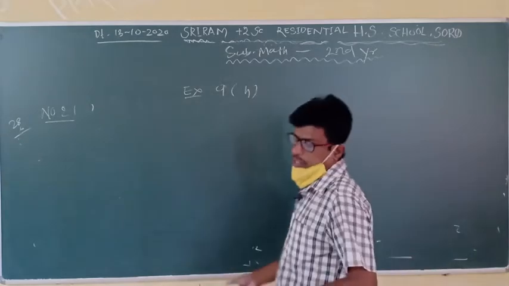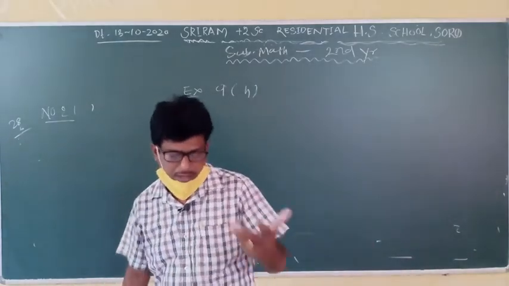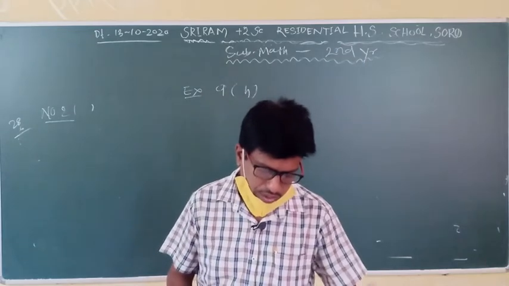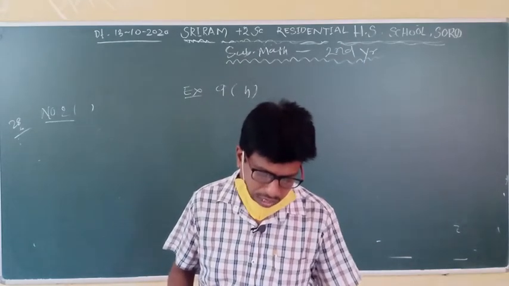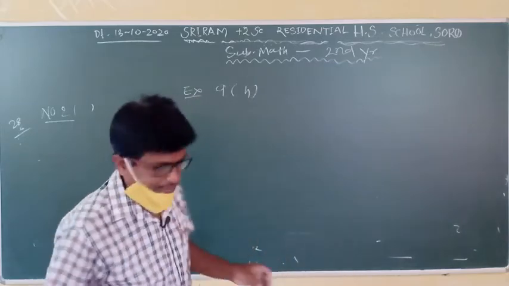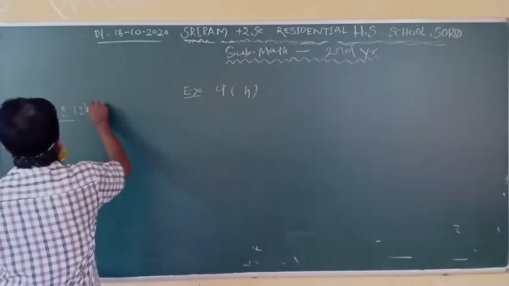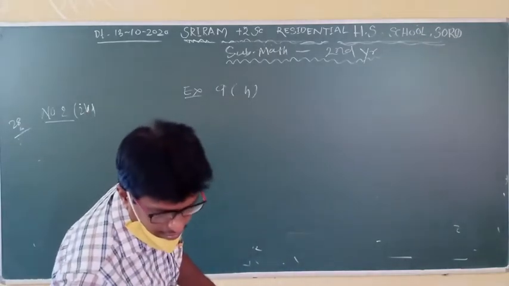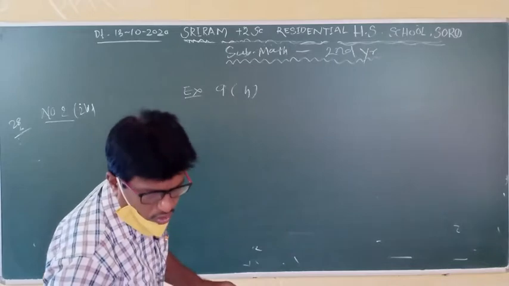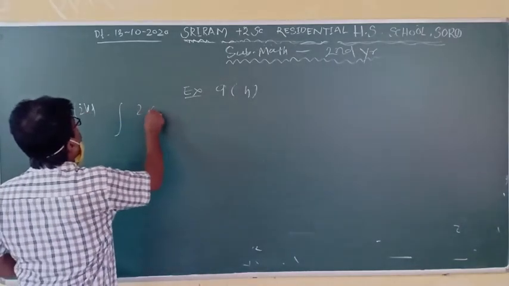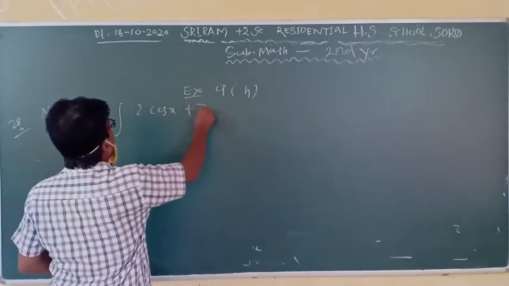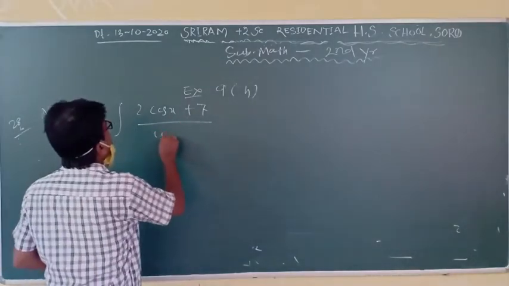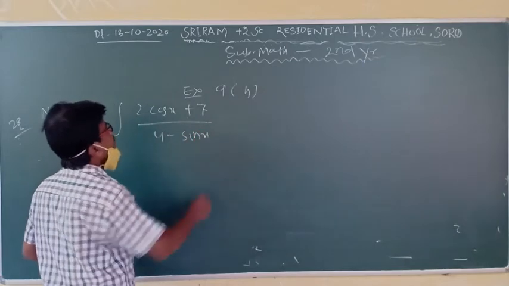You look number IV, number 2 IV. Because in the previous session I completed number 2, 3, 4, 5 and 6. So now today I am completing number 2 IV. Number 2 IV is given: 2 cos x plus 7 divided by 4 minus sin x, dx.